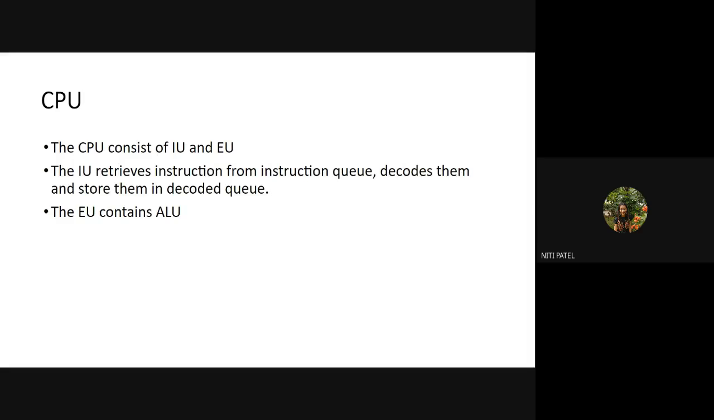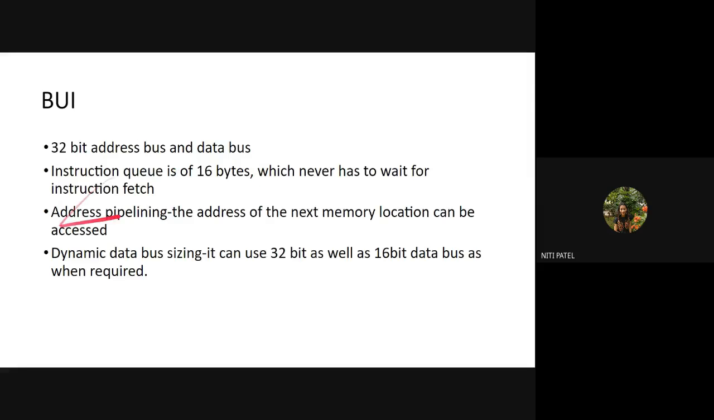What does your CPU contain? It has two units, your IU, that is instruction unit, and EU, that is execution unit. Where is your ALU? ALU is inside your EU. What is the function of the instruction unit? The instruction queue of your BIU is connected to your instruction unit. So the instructions which are there inside the instruction queue are taken one by one for execution by your instruction unit, which is there inside the CPU.